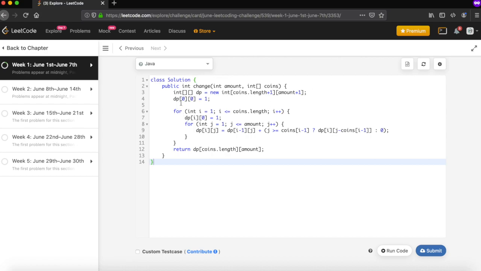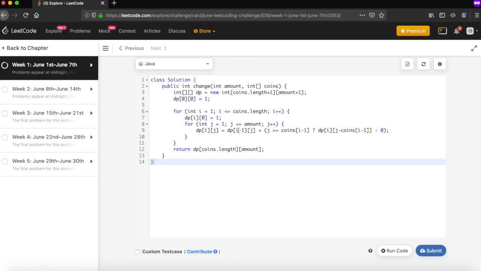The first initial cell, as we do not have any denomination, and for amount equal to 0, we have only one possibility. We will do nothing, so we have one possibility to make that combination, so we have put it equal to 1. Now we'll start from the number of coins, that is, the number of denominations we have, from 1, and for every first combination we will put 1, because as we discussed before, we do not need to do anything. So for the first column we always put a 1.